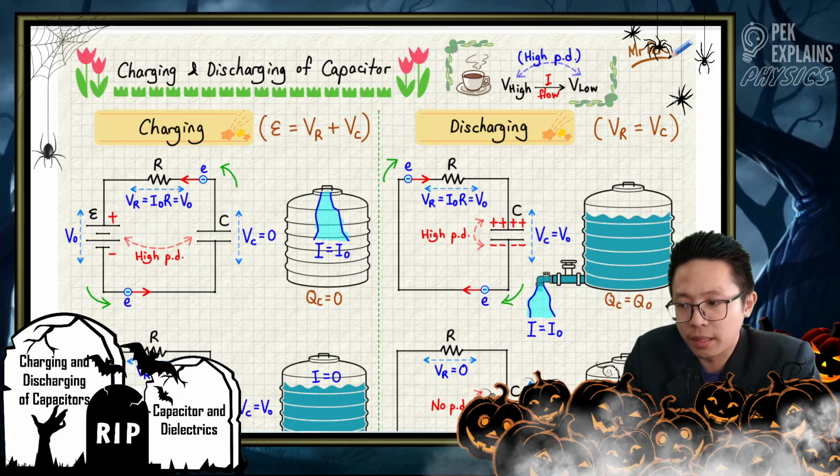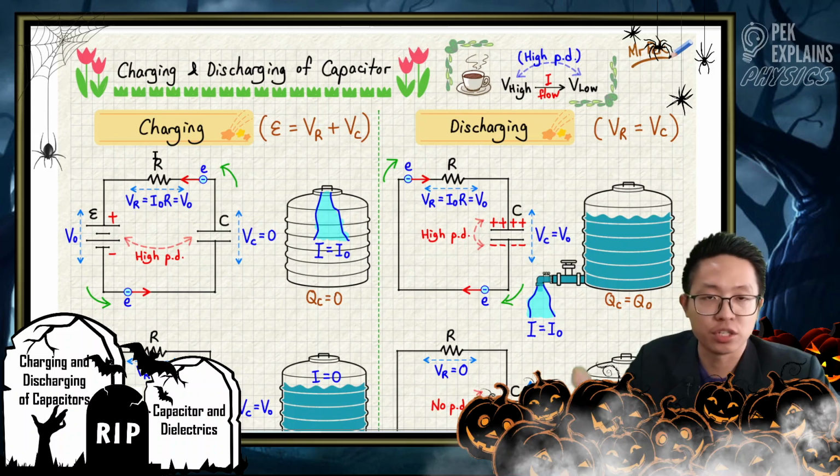Okay, now let's talk about charging and discharging of capacitors. A capacitor can be charged up by a battery. A capacitor can also discharge through a resistor. First of all, we look at charging.